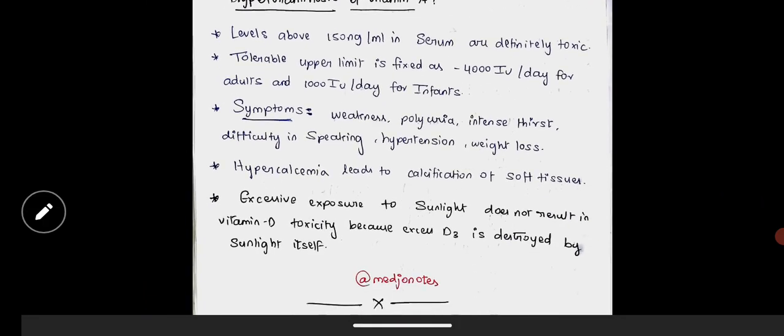Levels above 150 nanogram per milliliter in serum are definitely toxic. Tolerable upper limit is fixed as 4000 international units per day for adults and 1000 international units per day for infants. What are the symptoms of vitamin D toxicity? Weakness, polyuria, intense thirst, difficulty in speaking, hypertension, and weight loss. Hypercalcemia leads to calcification of soft tissues. Excessive exposure to sunlight does not result in vitamin D toxicity because excess D3 is destroyed by sunlight itself.